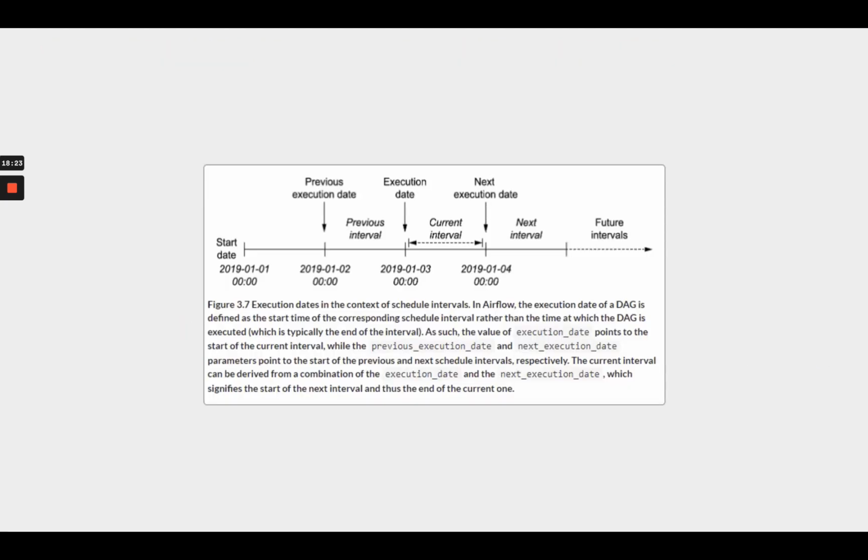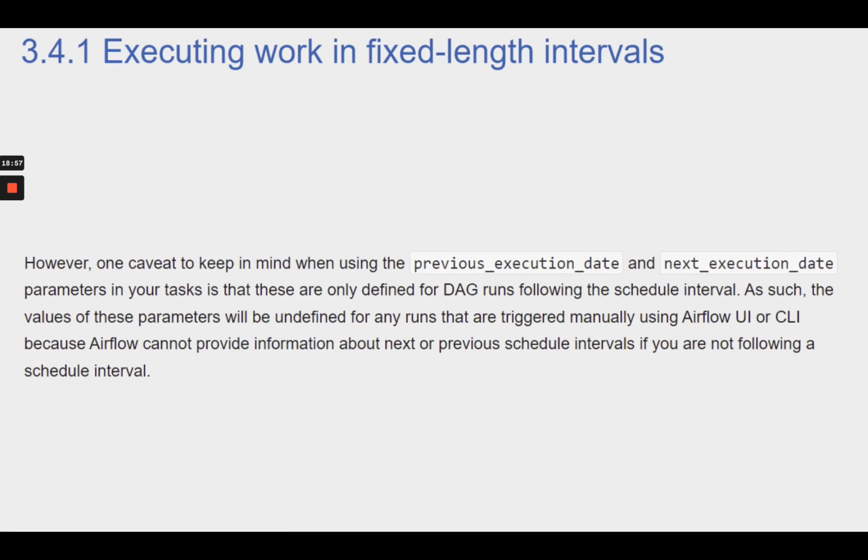With Airflow execution dates being defined as the start of the corresponding schedule intervals, they can be used to derive the start and end of a specific interval, figure 3.7. For example, when executing a task, the start and end of the corresponding interval are defined by the execution_date, the start of the interval, and the next_execution_date, the start of the next interval, parameters. Similarly, the previous schedule interval can be derived using the previous_execution_date and execution_date parameters.